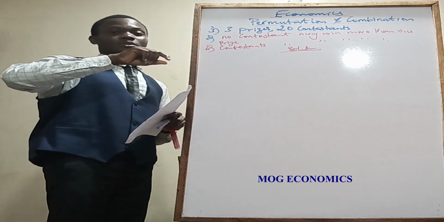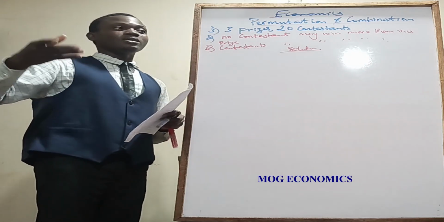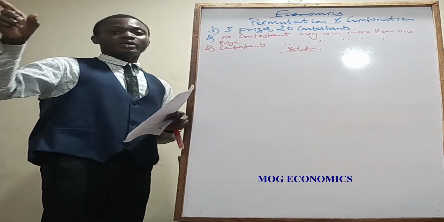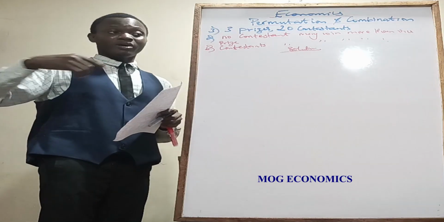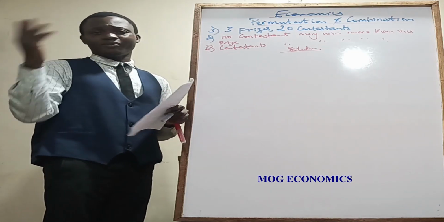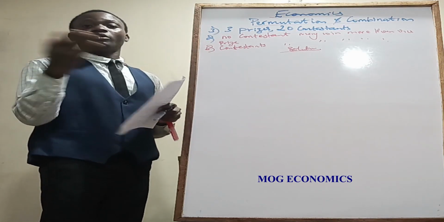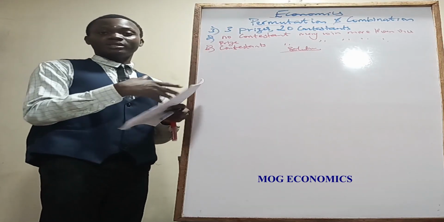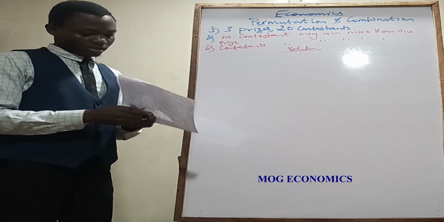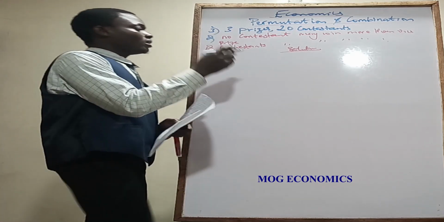Now, can we have 20 people vie for 3 prizes? In how many ways can we have 20 people vie for 3 prizes? So in how many ways can any 3 of them happen to be the ones that would win the prizes? So this is still a foundation problem. And then what do we do?